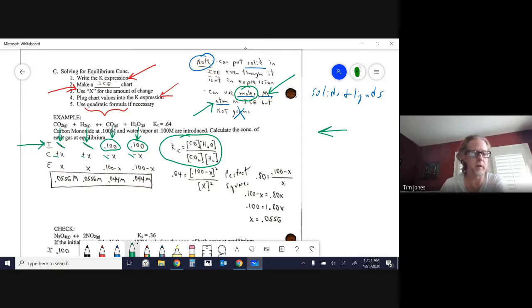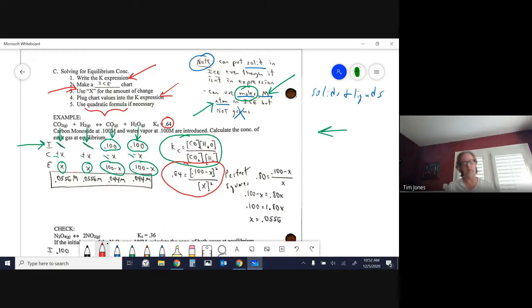And then you just fill out each column. So nothing plus X is X, nothing plus X is X, 0.1 minus X is 0.1 minus X twice. I don't have the answers yet, so don't look at the box yet. Plug these values into the K expression, which I did here. So those are the numbers. I've also included the Kc that I knew from up here.